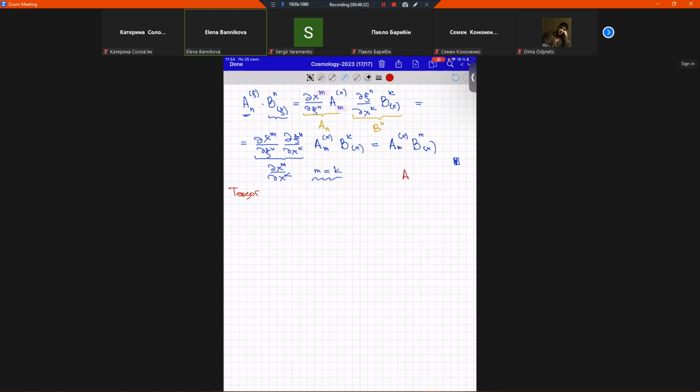So A i is a tensor of the first rank. But I want to create an object which has the next rank, the second rank, and I can do it. Later we will consider an example, and everything will be much more understandable. So I can do it in such a way.